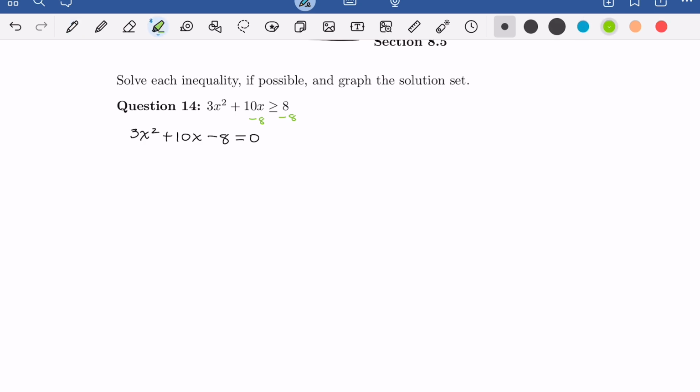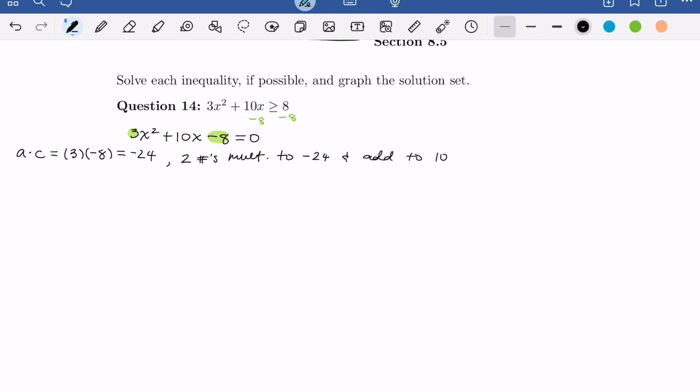So what that means is we want to multiply the coefficients for our a and c here. We're going to get 3 times negative 8, which gives us negative 24. So with this, the goal is to find two numbers that multiply to negative 24 and add to our b term, which in this case is positive 10. So those two numbers then are going to be negative 2 and 12. From here, we're going to break up this middle term into two different terms and then factor this by grouping.